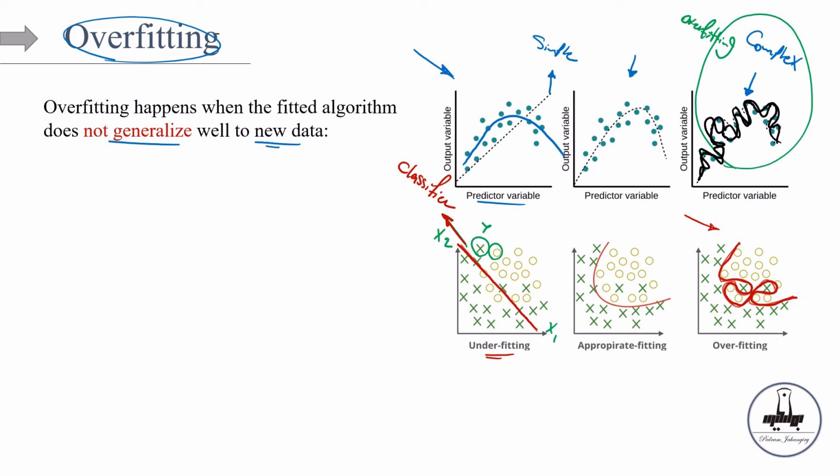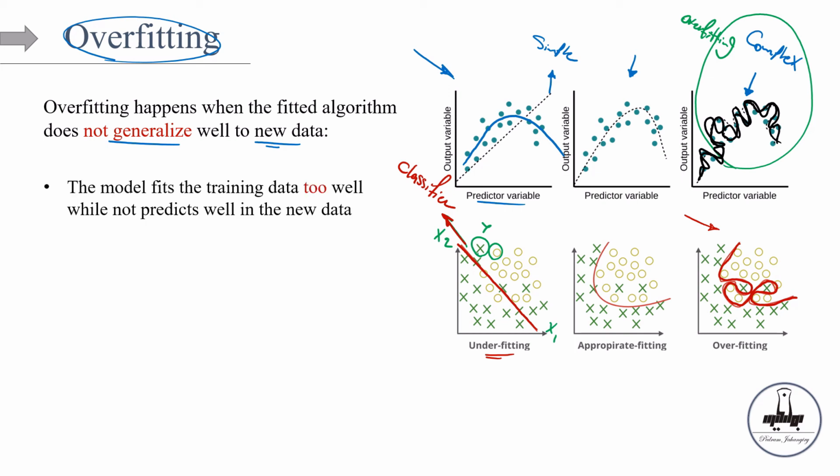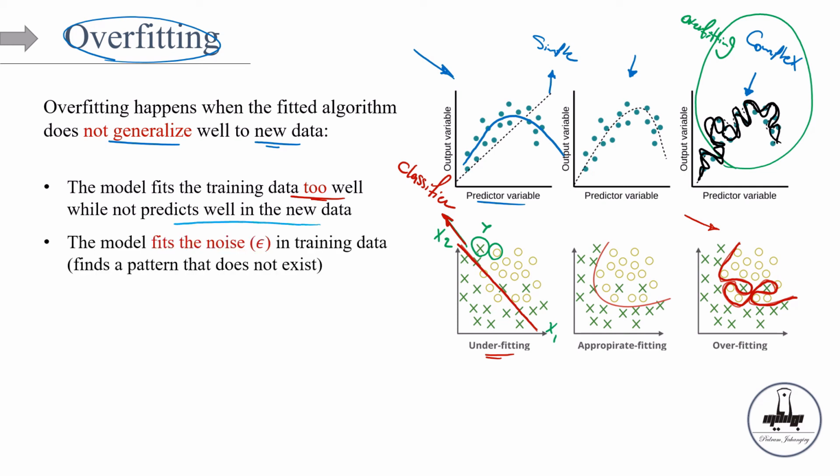So let's summarize all these things in bullet points. The model fits the training data too well when you're talking about the concepts of overfitting. And it's not predicting well on new data, right? Not surprisingly. We also say that the model fits the noise in the training data. It finds a pattern that does not exist. So for example, in this one, maybe this is not the pattern. The pattern is something as simple as this. And that complex model is capturing something which does not exist. It's basically capturing the noise instead of the pattern in the data.